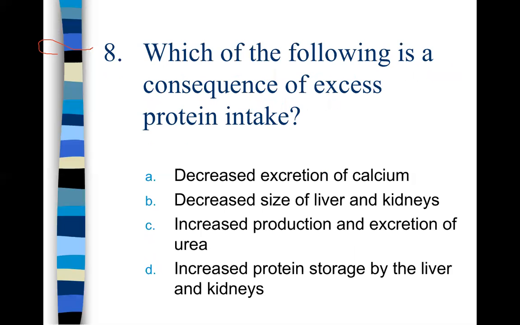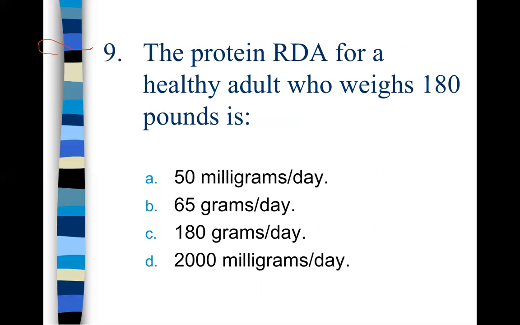Which of the following is a consequence of excess protein intake? This should be C. The more protein you intake, the more nitrogen you break down, and then you have to get rid of more urea. The protein RDA for a healthy adult who weighs 180 pounds is, it is B. So with this one, remember you're going to have to convert 180 pounds to kilograms, and then you're going to multiply the kilograms by 0.8 grams per day.